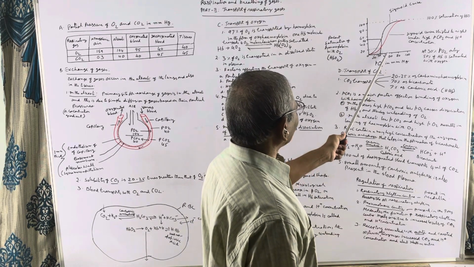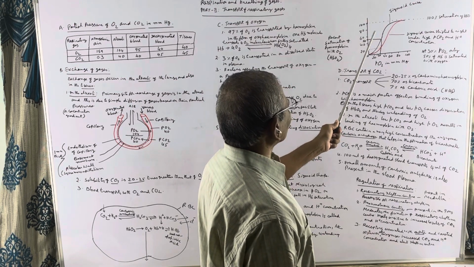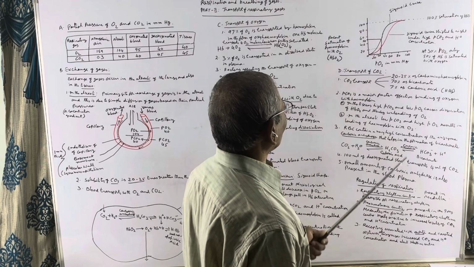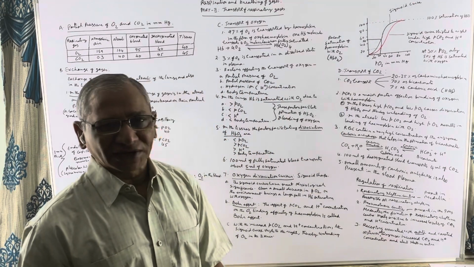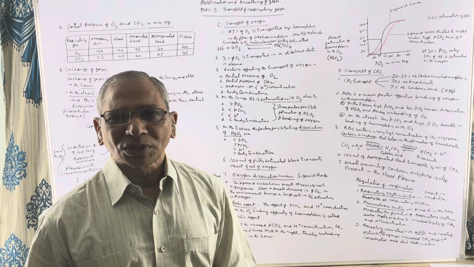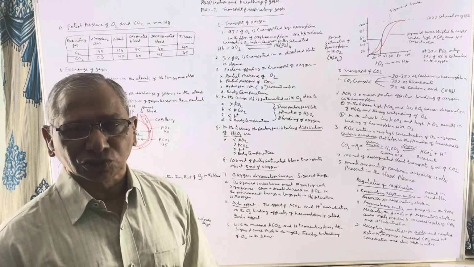Now you take 40 mmHg. 60% is saturated like that. Just by intersecting the sigmoid curve, we can find out at what PO2 how much oxygen is released from oxyhemoglobin in the tissues.